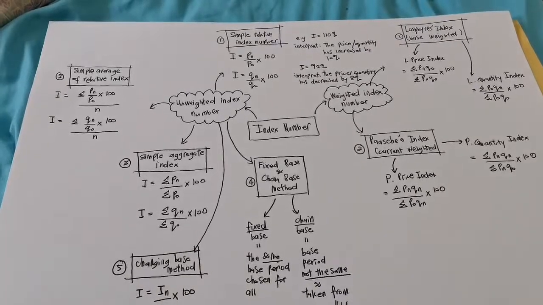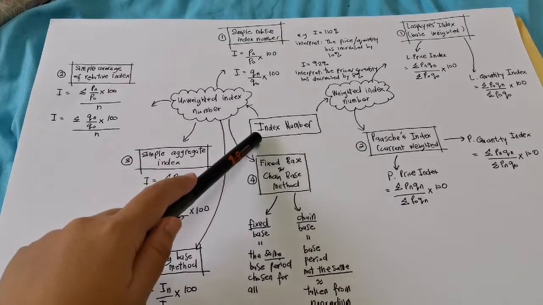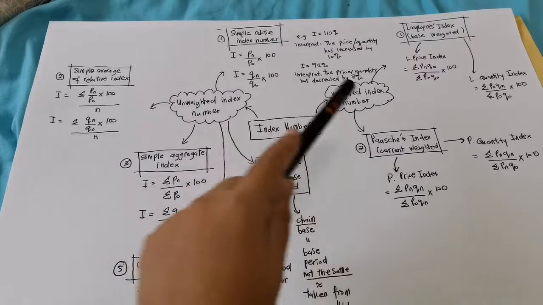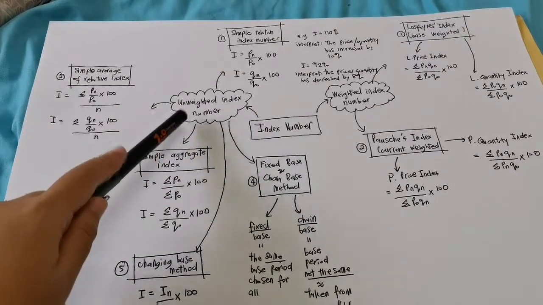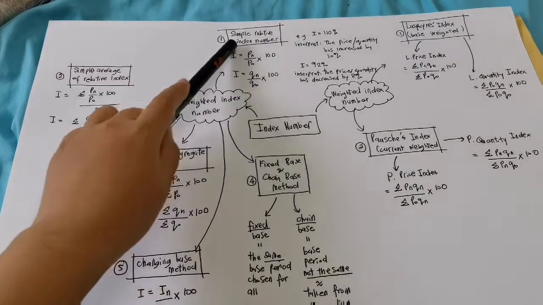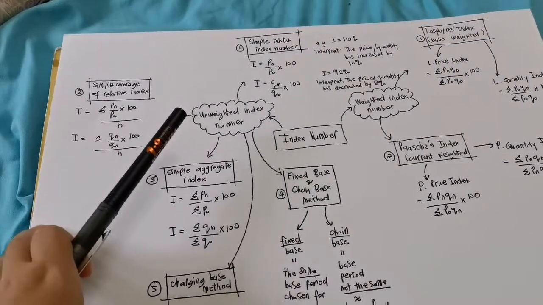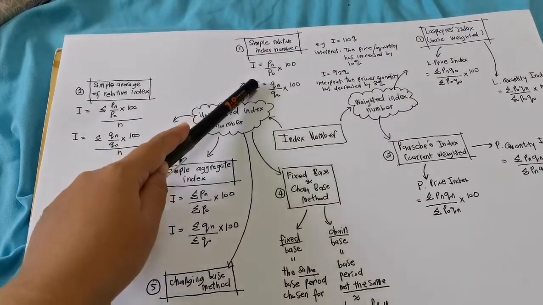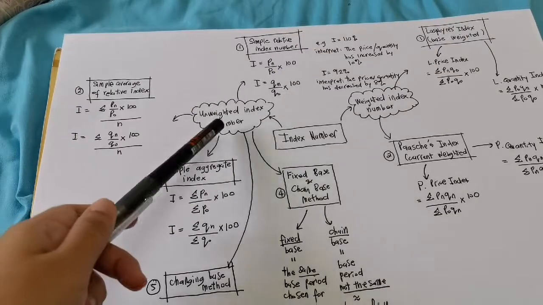Now we are going to continue with the content of this topic of index number. As I mentioned earlier, we have the part of unweighted index number and the part of weighted index number. We are going to cover unweighted index number first. A very basic one is what we call the simple relative index number: the current value divided by the base value times 100.